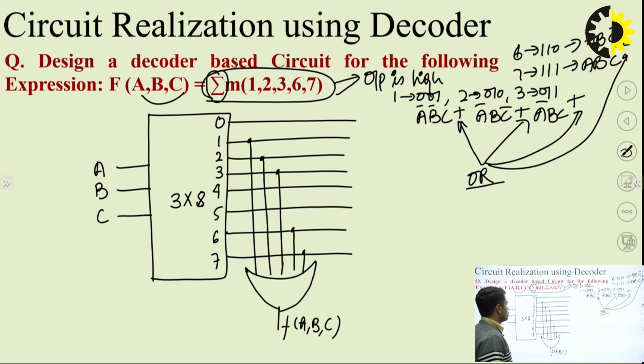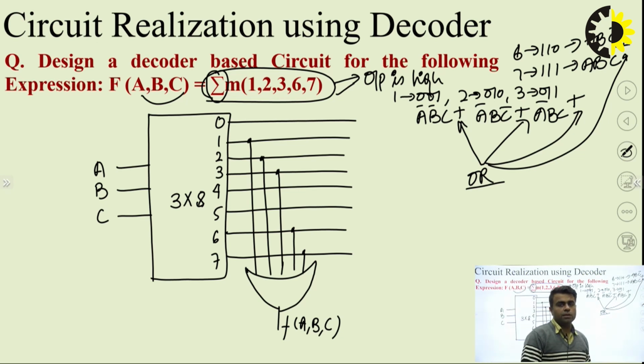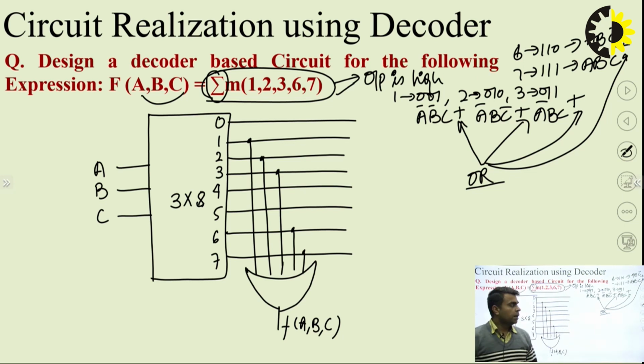So in this way, any expression can be realized using a decoder using the simple concept that if the number of inputs in the problem to be realized is equal to the number of inputs in the decoder, then this can be done very easily. I just need an extra OR gate. The size of the OR gate, meaning the number of inputs, will be according to the minterms provided in the question. If 5 minterms are there, I need to prepare an SOP expression having 5 products. That means 5 things are to be added, so a 5 input OR gate is required.